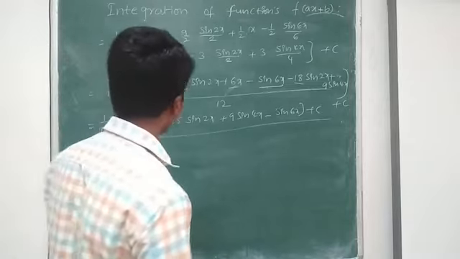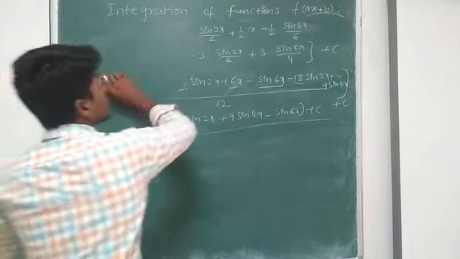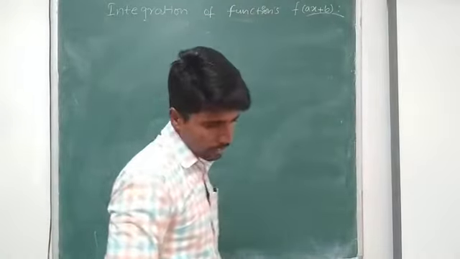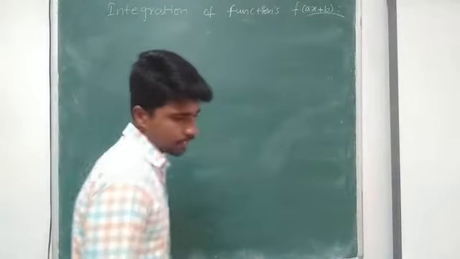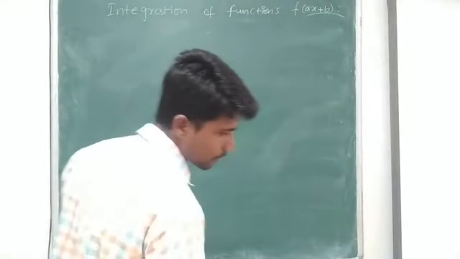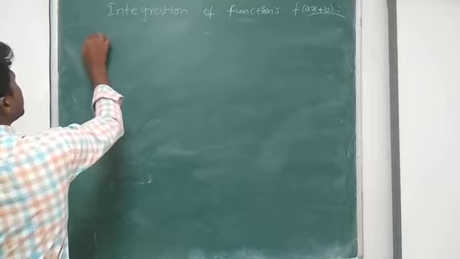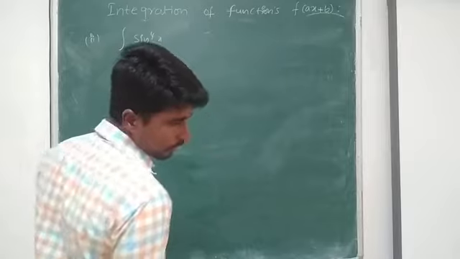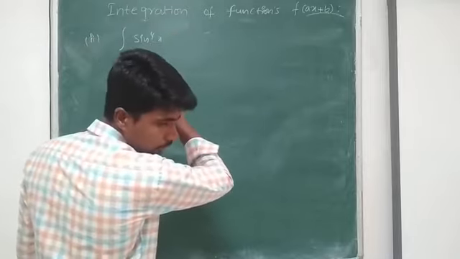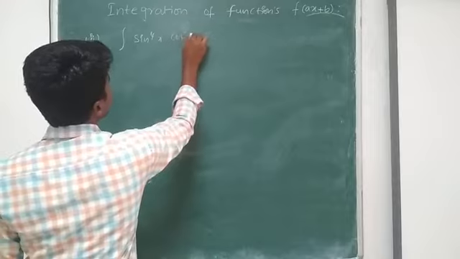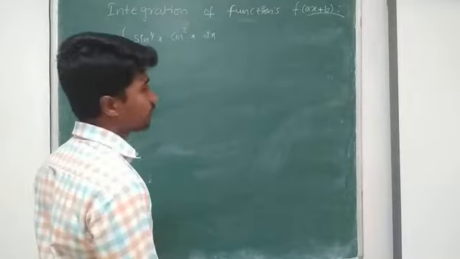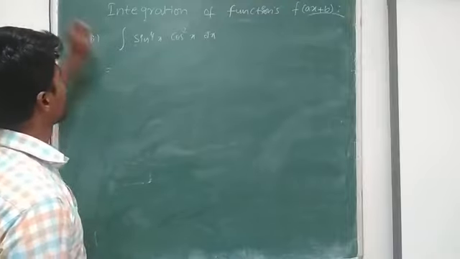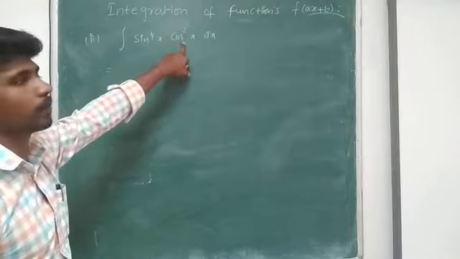Okay, after this, take the next problem. Integral sin to the power 4 x into cos square x dx. Right, this I have to simplify. I have sin power 4 x and cos square x.